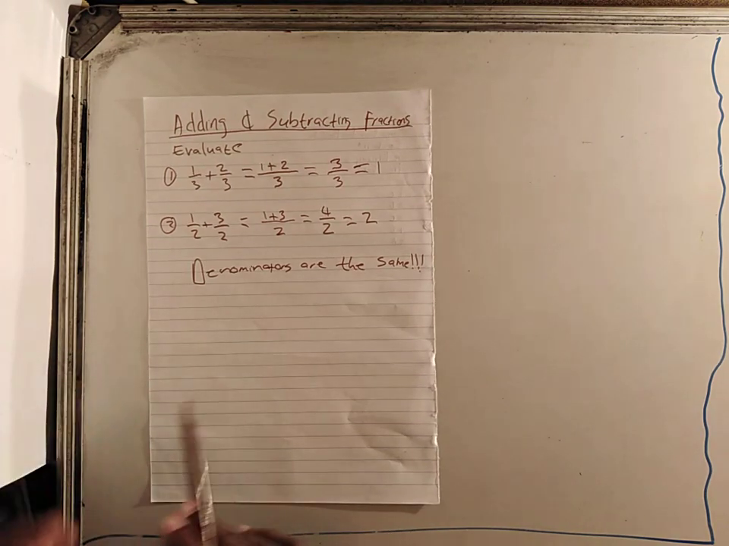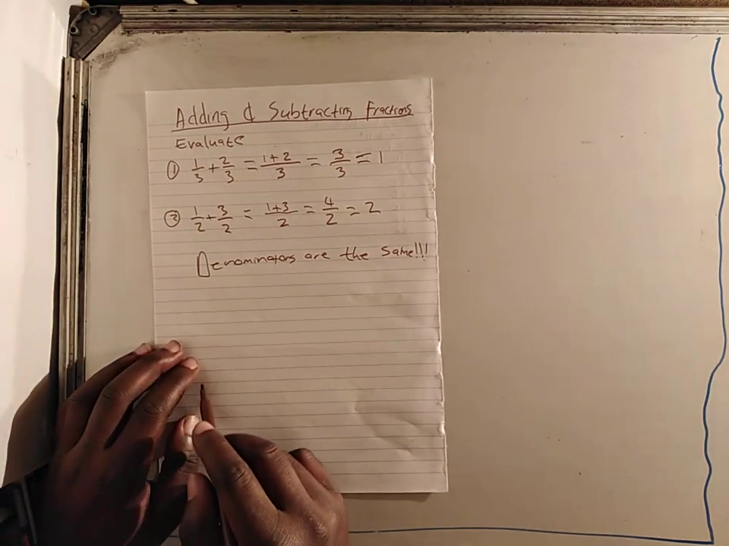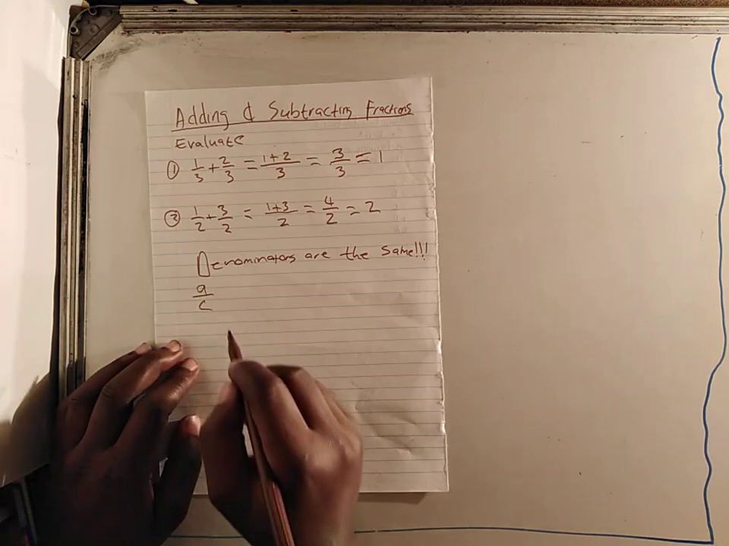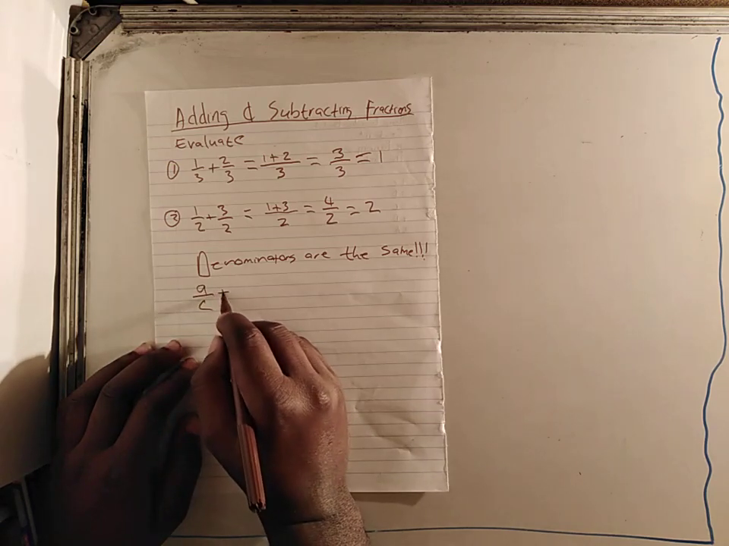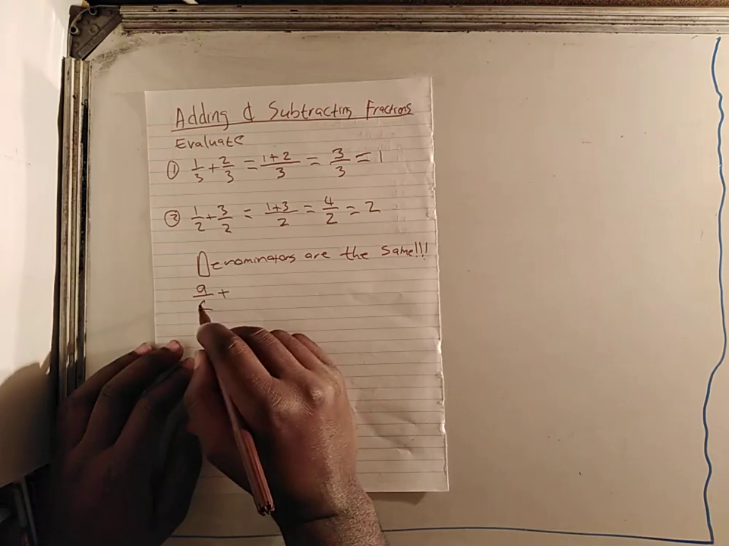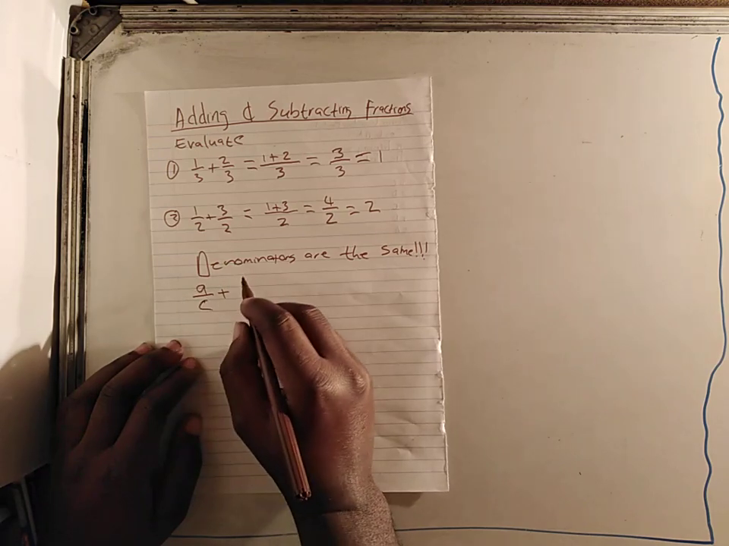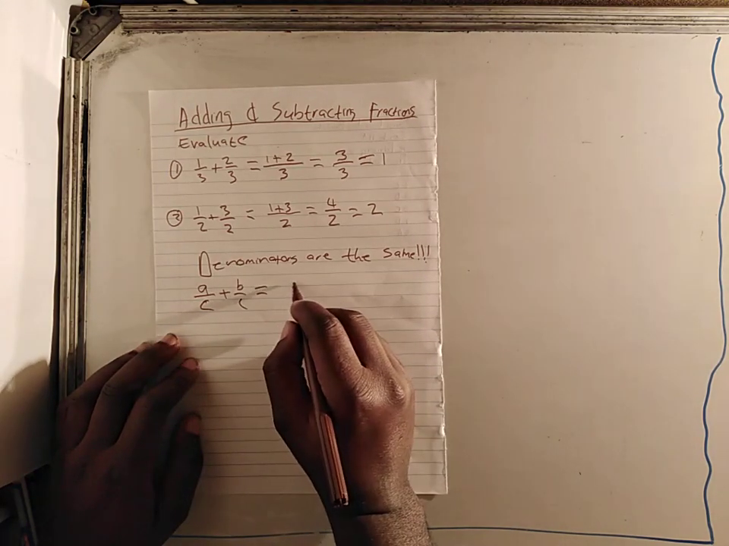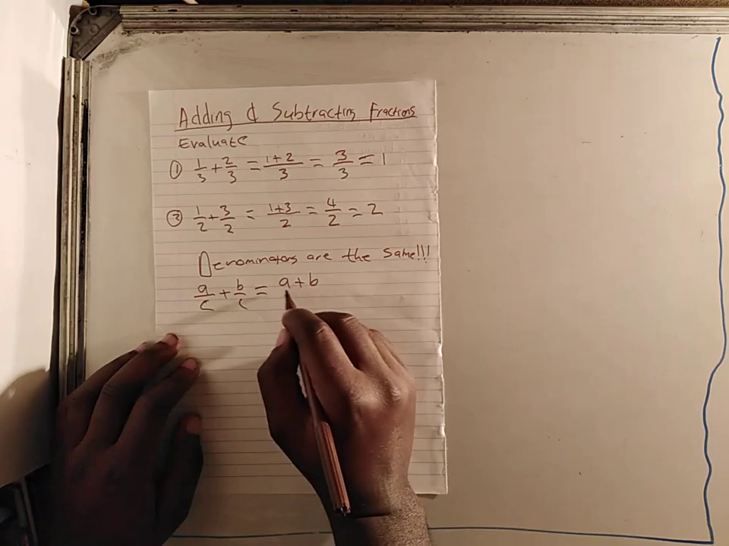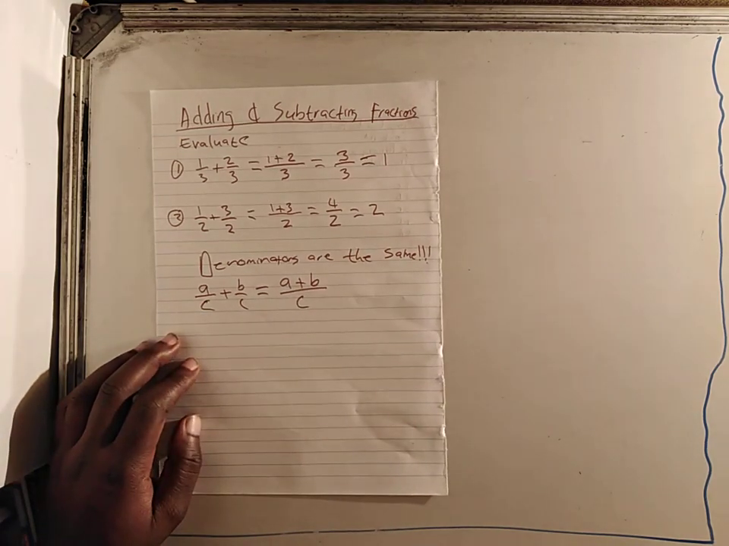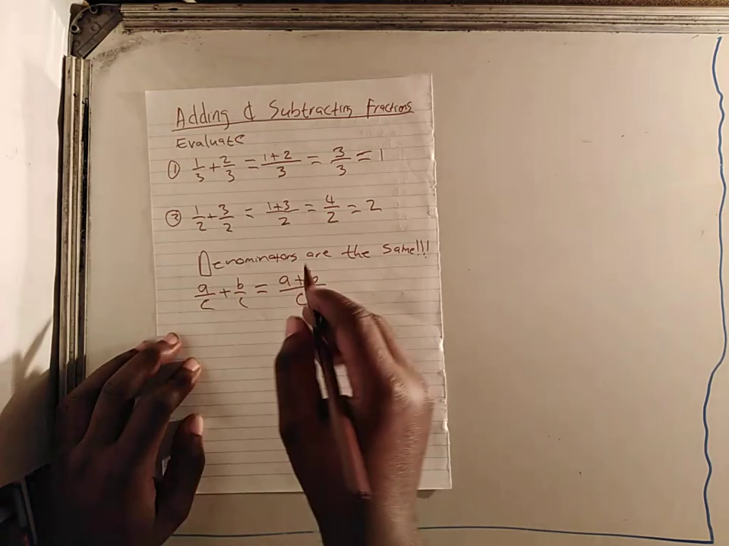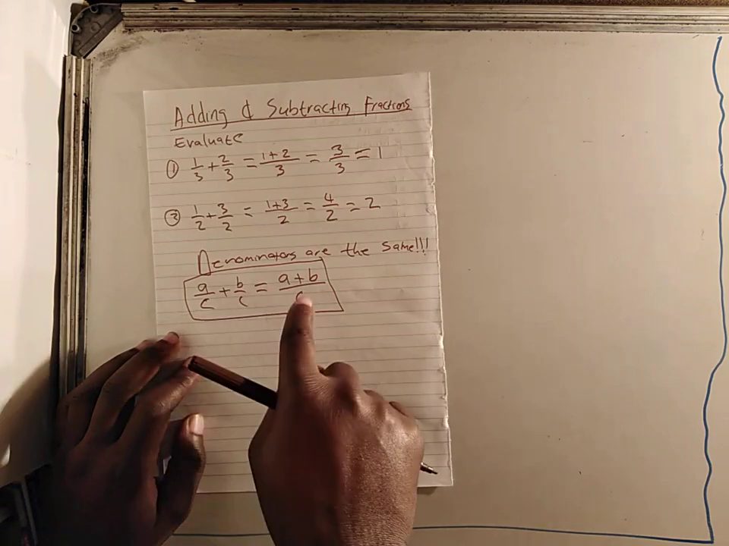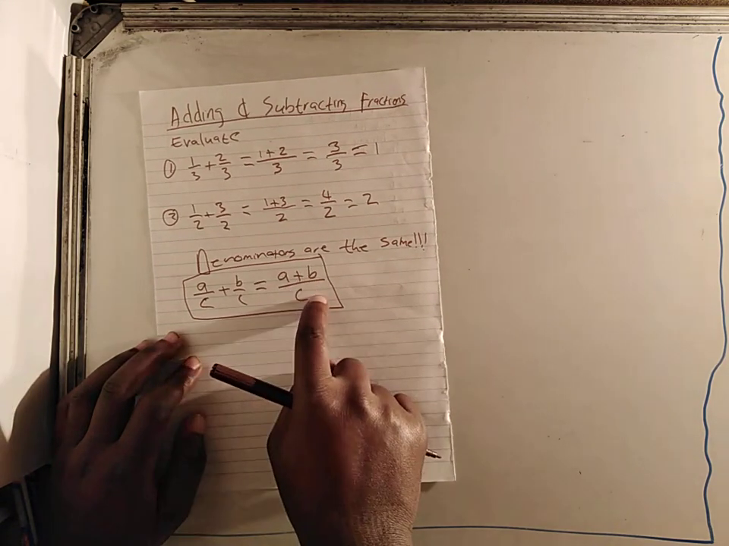Okay, so from this, it turns out that basically if you have A over C plus B over C, this is the same as A plus B over C. So this is equal to this, and at the same time this is equal to this. Okay, so if you see this, you can represent it as this.